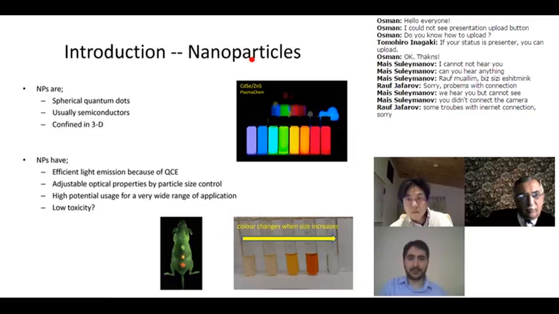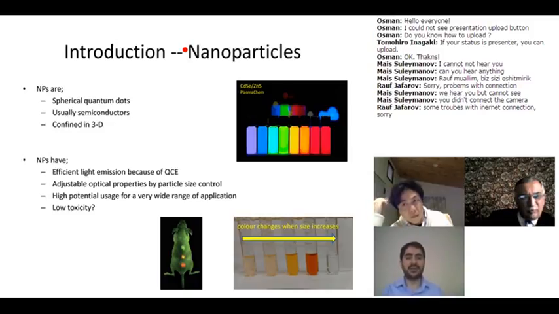Nanoparticles are generally spherical quantum dots. There are also triangle and square ones, but basically spherical quantum dots. They are usually semiconductors, and their electrons are confined in three dimensions. Because of these features, they have very efficient light emission. Also, we can adjust their optical properties by changing their size. They are tunable particles, and because of that, they have very high potential for lots of applications.